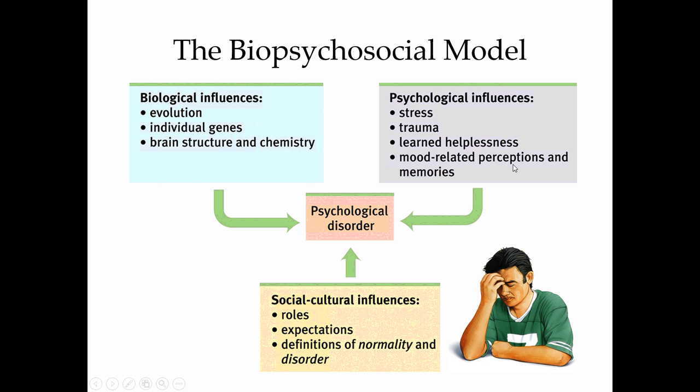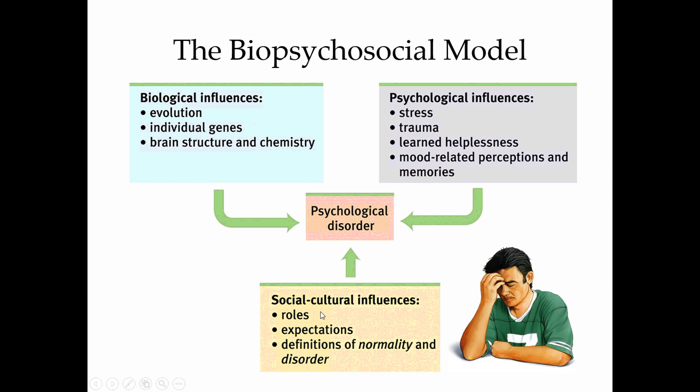That mood might bring forth certain perceptions of how things are going. For example, when a person's in a down kind of mood, their perception of things is they're more likely to notice bad things happening and ignore things that are good. And when the person is in a low mood, they're going to remember all the bad things that happen rather than the good things. It's mood-related perceptions and memories. So these and many other things might contribute to the development of that disorder as well.